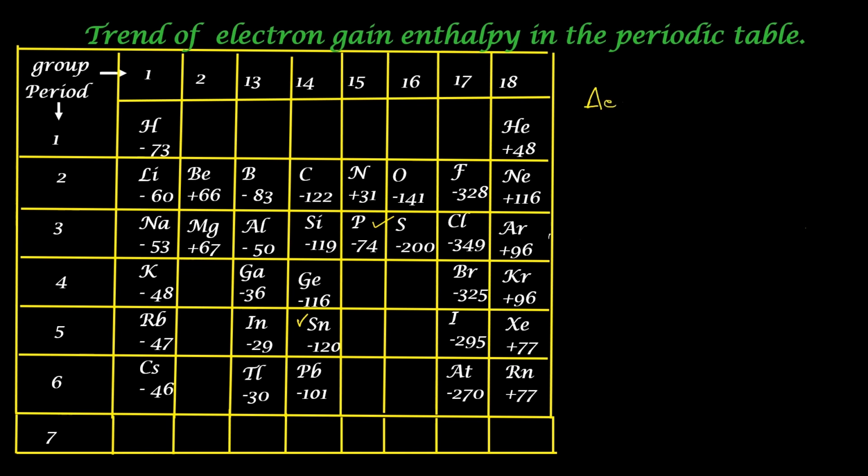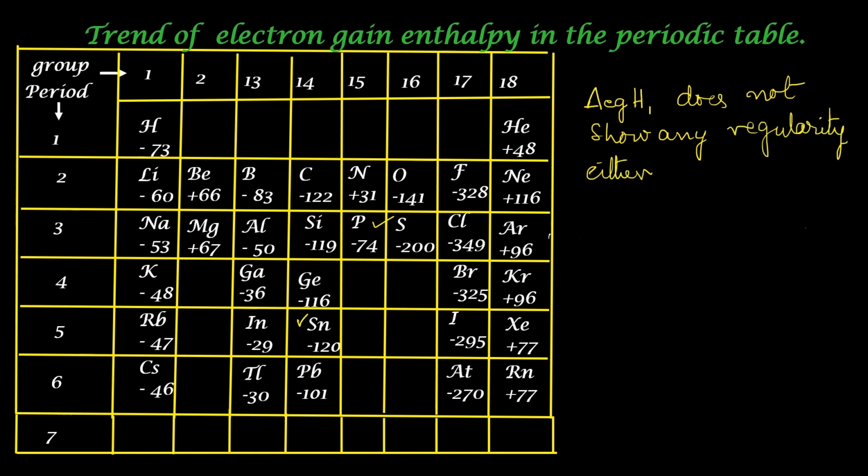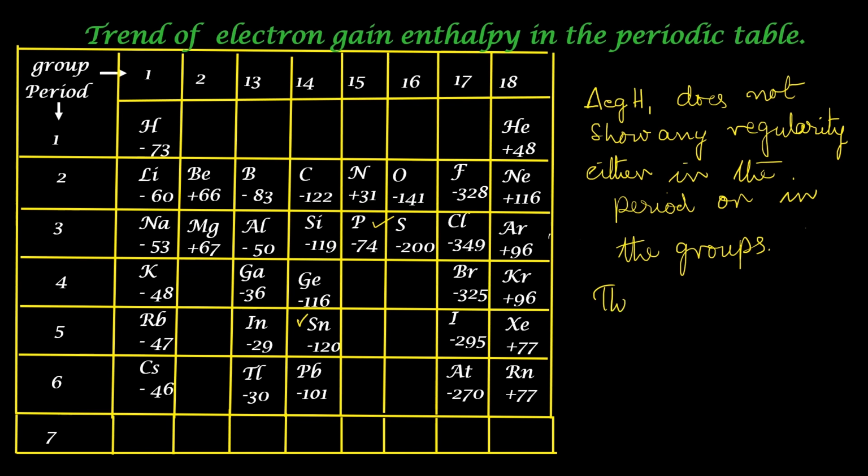So what is the general trend of electron gain enthalpy in the whole periodic table? The answer will be the electron gain enthalpy does not show any regularity either in the period or in group. There are a number of exceptions.